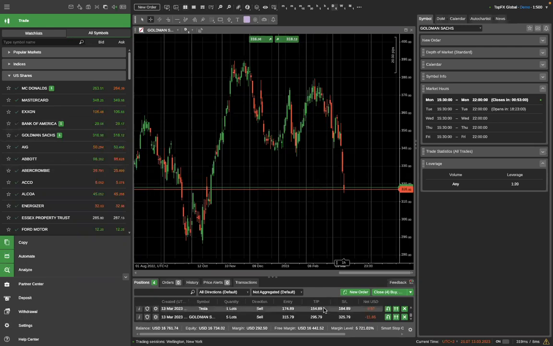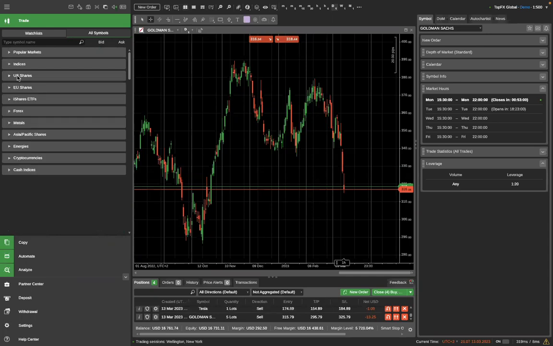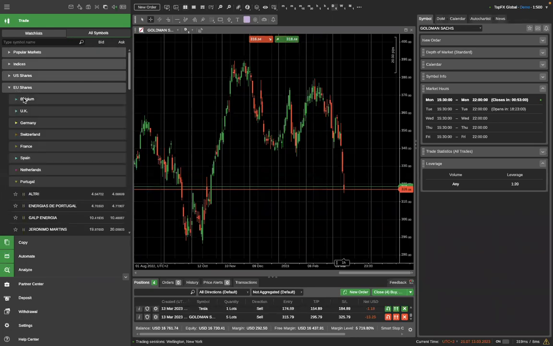Please notice the fact this is not a Forex market. This is the US shares market. So plenty of markets for you guys here to trade. What else do we have? We have European shares. So the difference is that we have shares from certain countries here. We got shares from Belgium, UK, Germany, Switzerland, France, Spain, Netherlands, and Portugal.